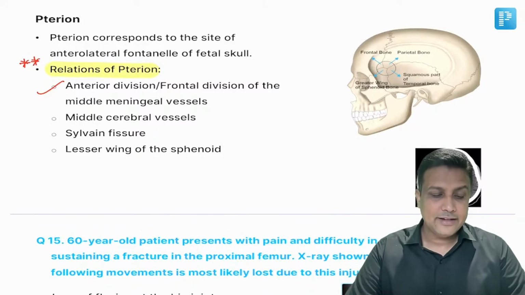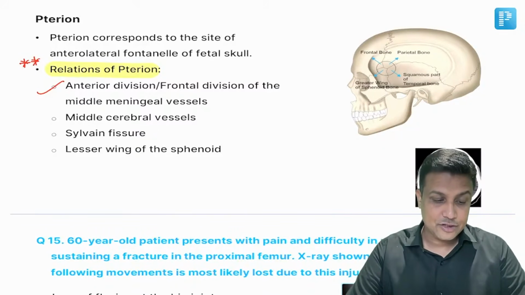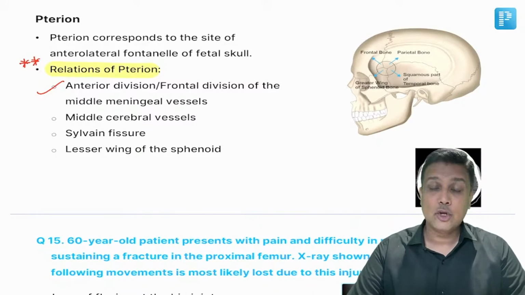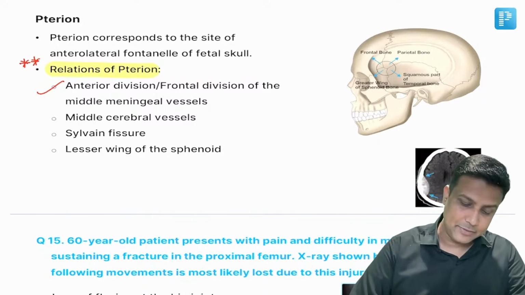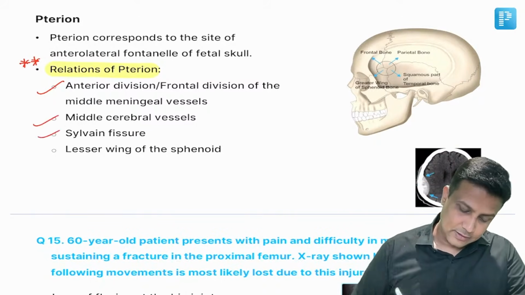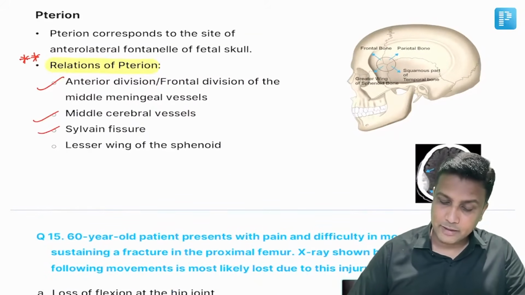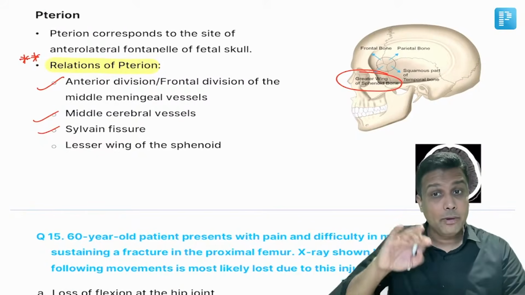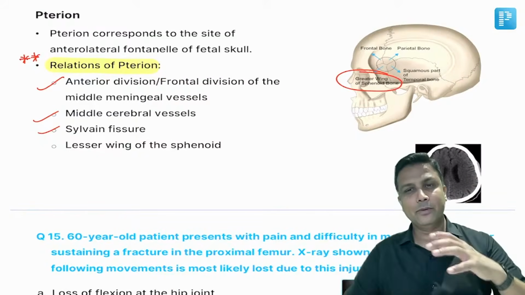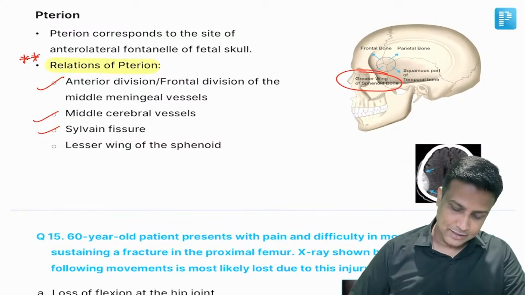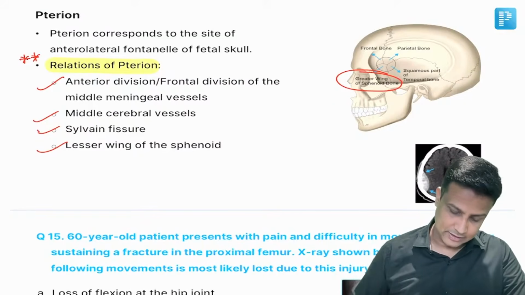And apart from that, in that lateral sulcus or in that sylvian fissure, remember, my dear friends, you will be able to find the middle cerebral vessels also. And then, of course, I told you that the pterion is actually formed by the greater wing of the sphenoid. But remember, inside that, you'll be having the lesser wing of the sphenoid.